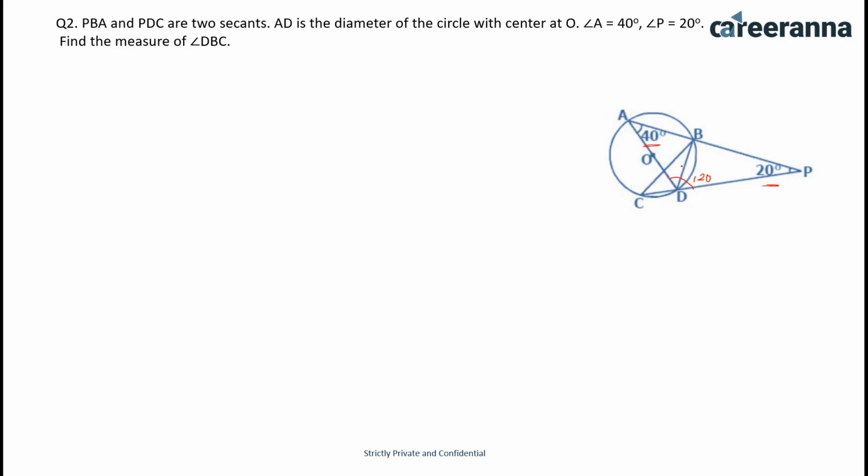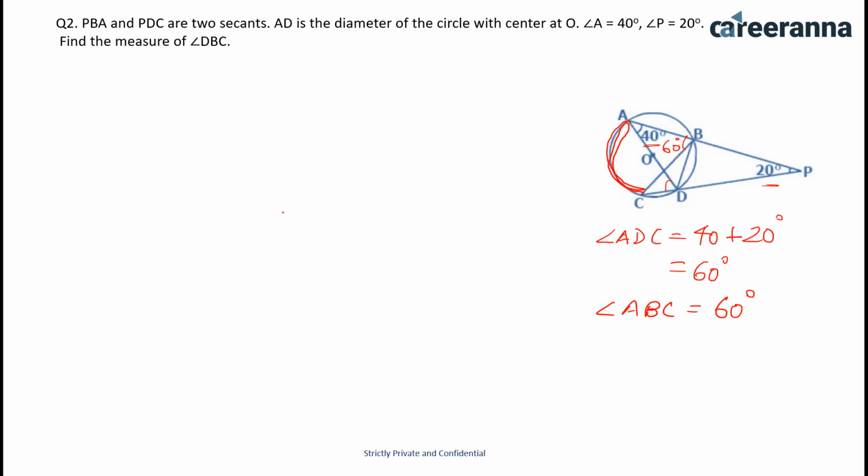Or in other words, I can say this angle ADC is an exterior angle, which is equal to the sum of 40 and 20. Angle ADC will become 40 plus 20, which is 60. So angle ADC is 60. In other words, I can say angle ABC is also 60 degrees. Why? Because the angles formed by the same arc are equal. So this is also 60.